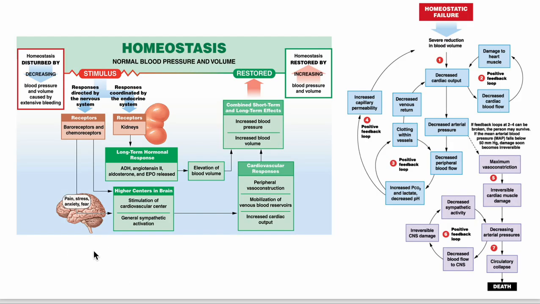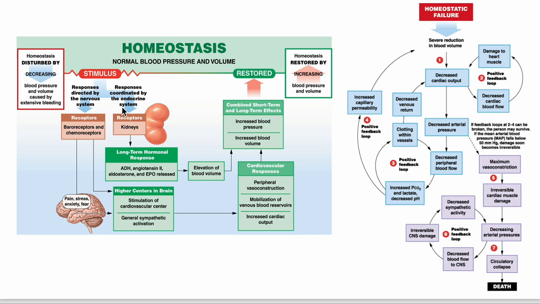So here we're just seeing all of this brought together into a diagram. Over here, we can see homeostasis has been disturbed by decreasing blood pressure and volume. And in this situation, they're saying that that's being caused by extensive bleeding. So that's our stimulus, low blood pressure and volume. What that will trigger is the nervous system and the endocrine system. So receptors in the nervous system, baroreceptors and chemoreceptors, are going to activate centers in the brain, in the cardiovascular center, and also just general sympathetic activation of the autonomic nervous system.